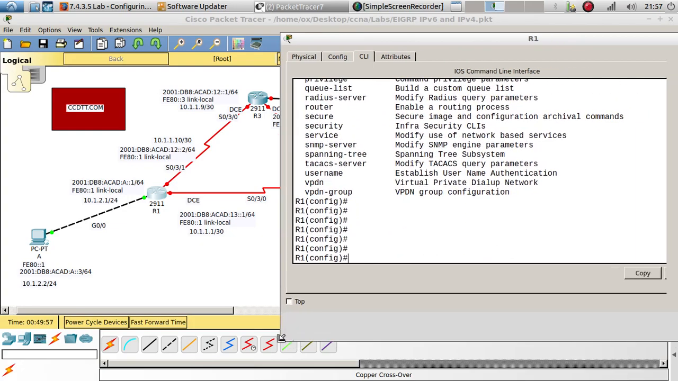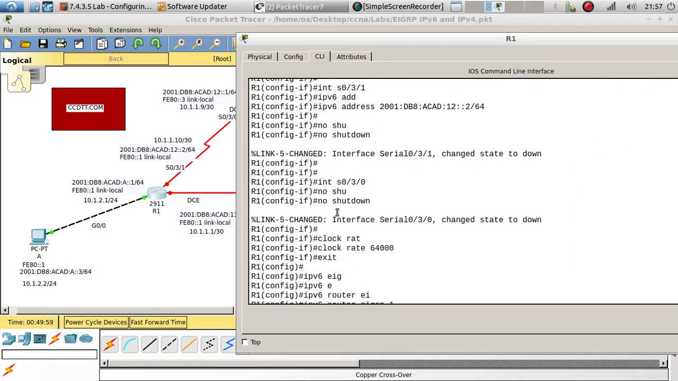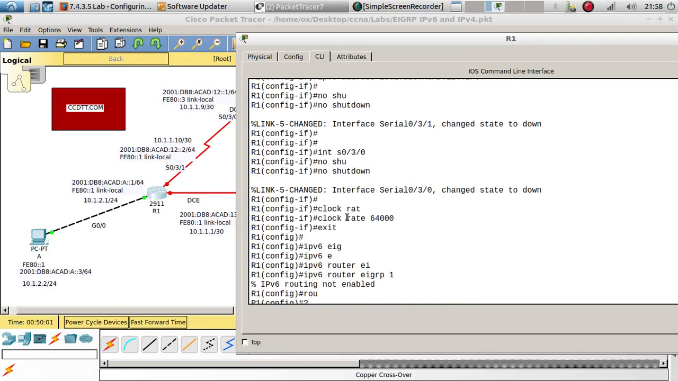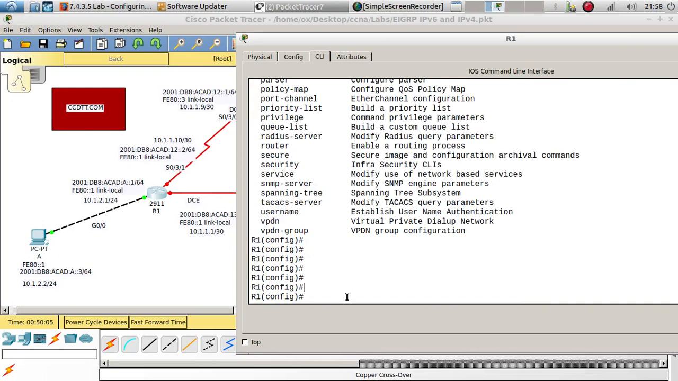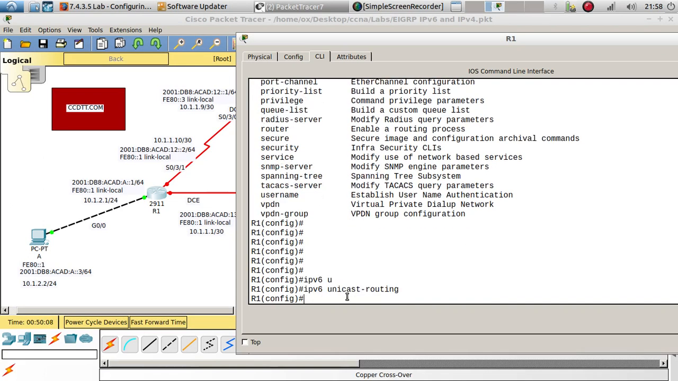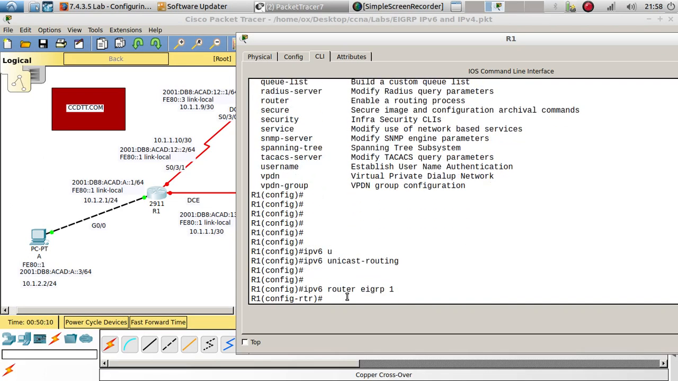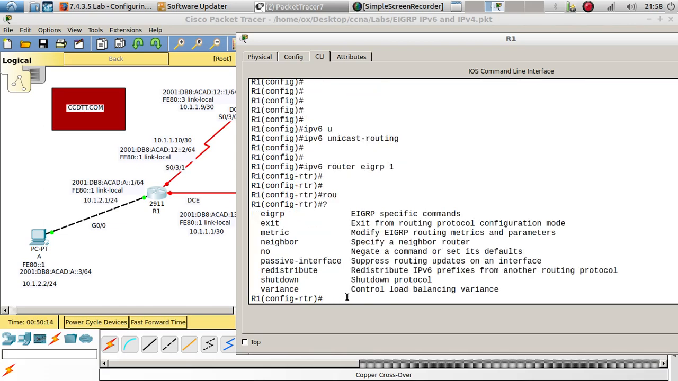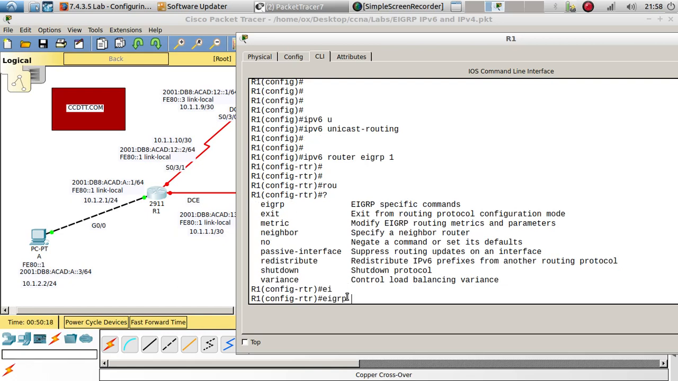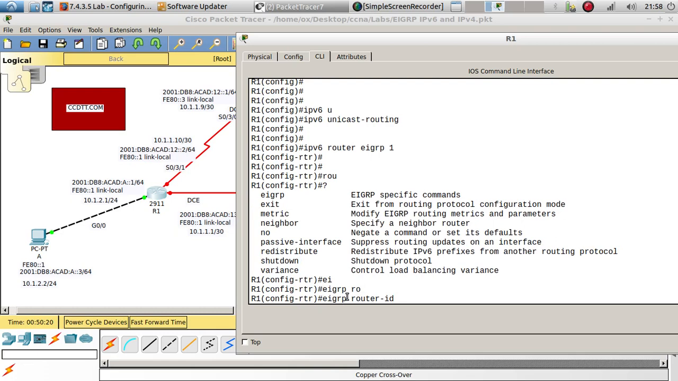oops, let me see something. It says that, what was the error that I got? IPv6 routing is not enabled, so we need to do IPv6 unicast-routing, and now we can do that from here. Let's configure the router ID, and to configure the router ID, you need to do eigrp router-id. For router 1 it is going to be 1.1.1.1.